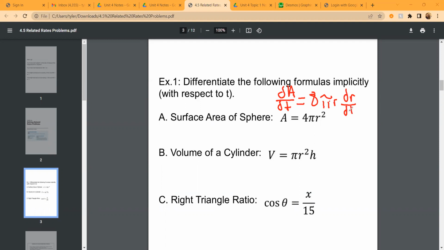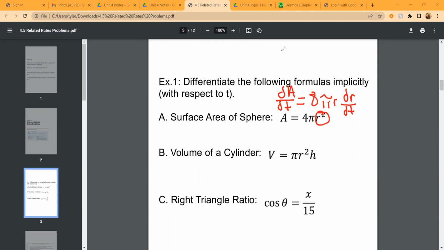Remember, anytime we're differentiating with respect to one variable, and the variable we're differentiating is not said variable, we have to have d that variable dt or dx or whatever it may be. We did that when we were differentiating with y, right? It was like dy dx. Same thing happening here. It's just we have an r and a t.